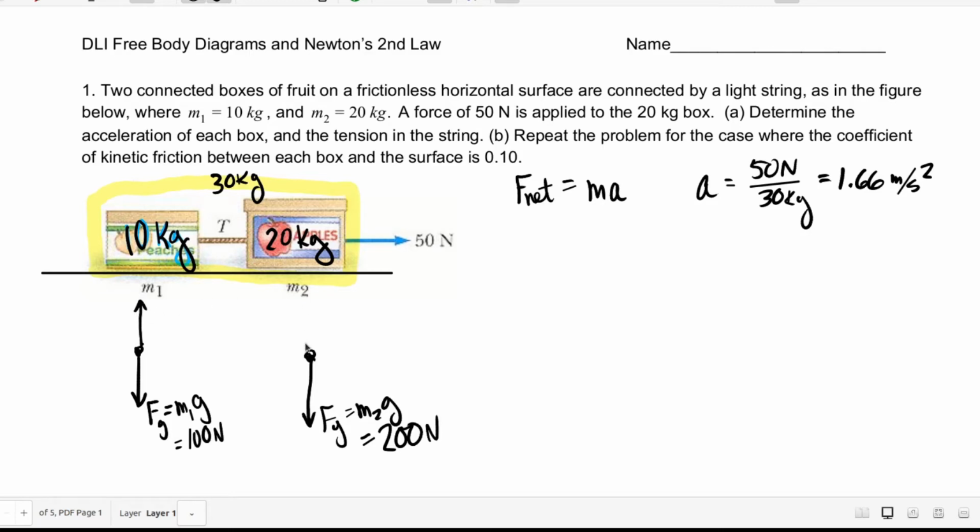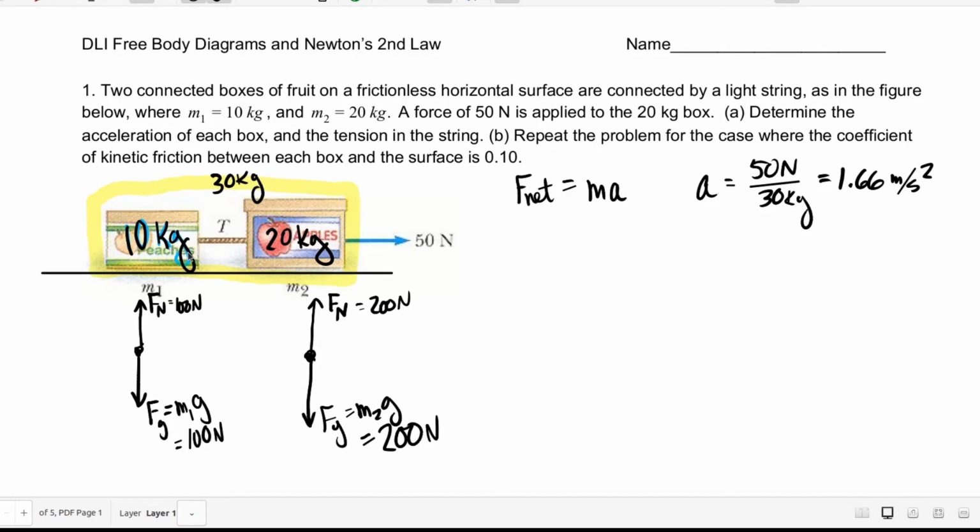Nothing too interesting happens in the vertical direction in this case. We have normal forces, which are equal to the weight. Not because of Newton's third law, but because this is supported on a surface and not accelerating. So I know the normal force here is 100 newtons. The normal force here is 200 newtons.